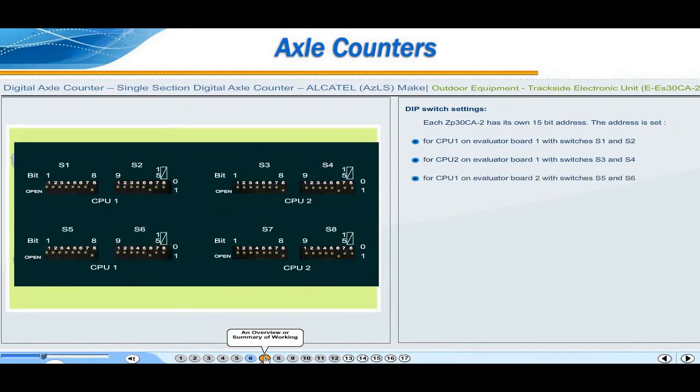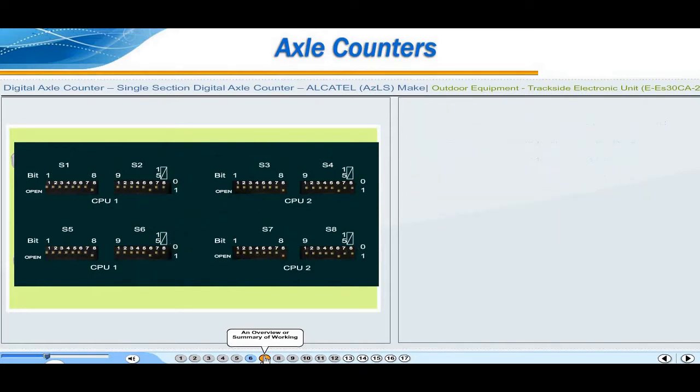For CPU 1 on evaluator board 2, use switches S5 and S6. For CPU 2 on evaluator board 2, use switches S7 and S8. To set a switch at 1, press the switch on the end which is named open. To set it at 0, press the switch on the other end.